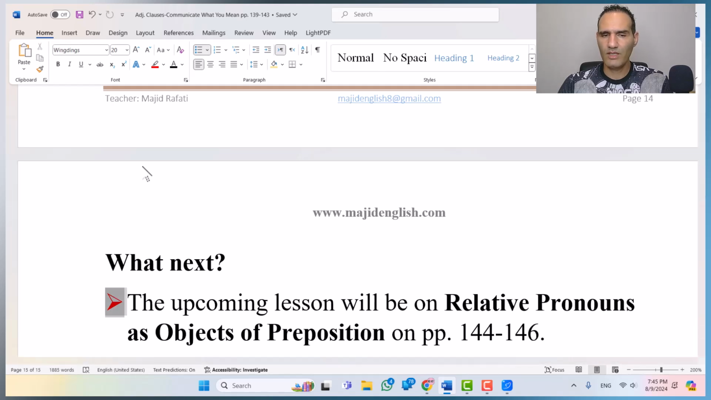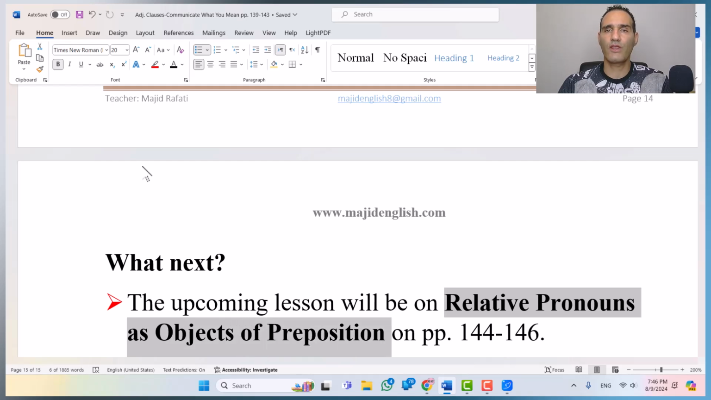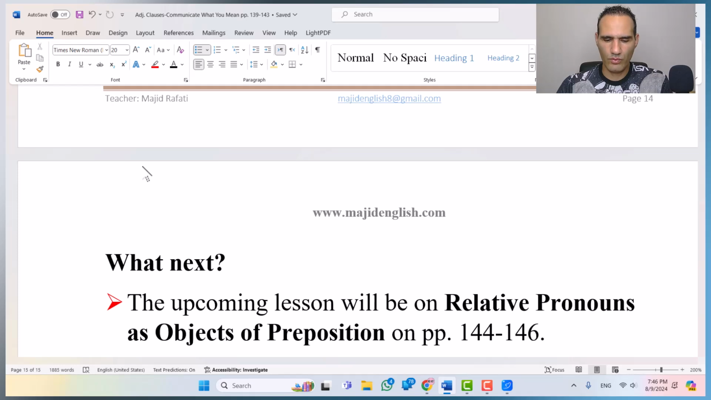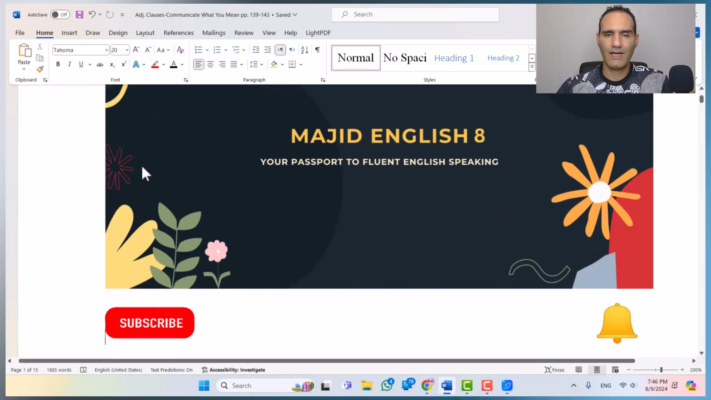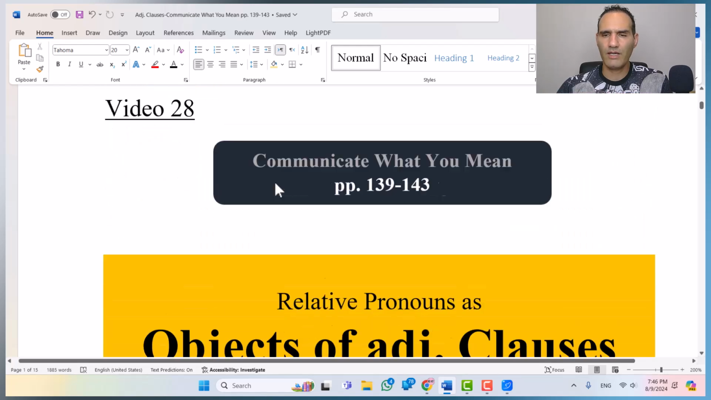Next lesson will be on relative pronouns as object of preposition, the ones that we talked about, by whom, in which, for which. So that is pages 144 to 146. Next session we will talk about it. But as a clip review, what did we talk about today?